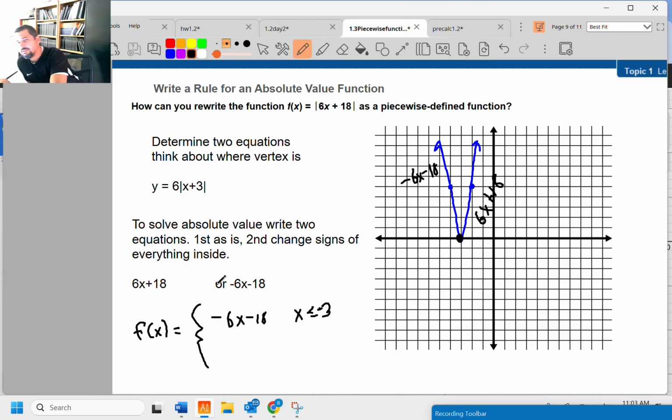It's a lot easier to do this. Nobody does this with interval notation here. And then we become 6x plus 18 as soon as x becomes bigger than -3. Notice only one of them has equality. They both can't have equality because then you wouldn't know where to feed it.